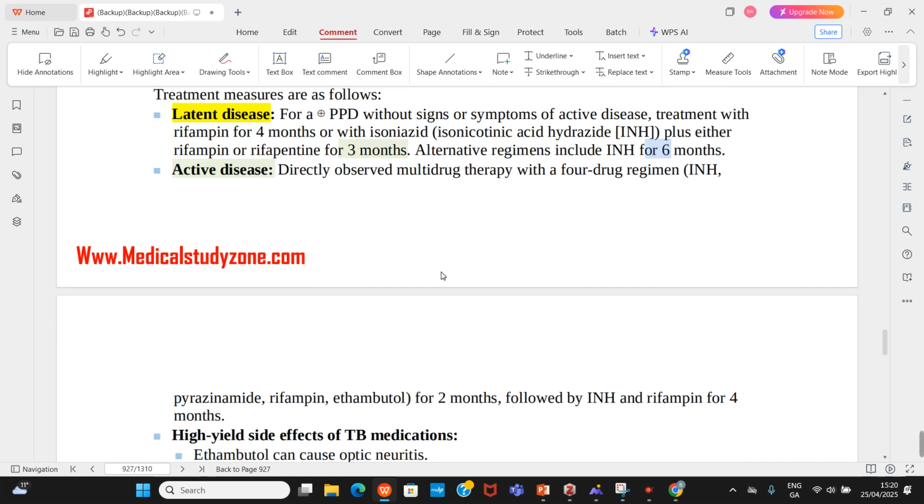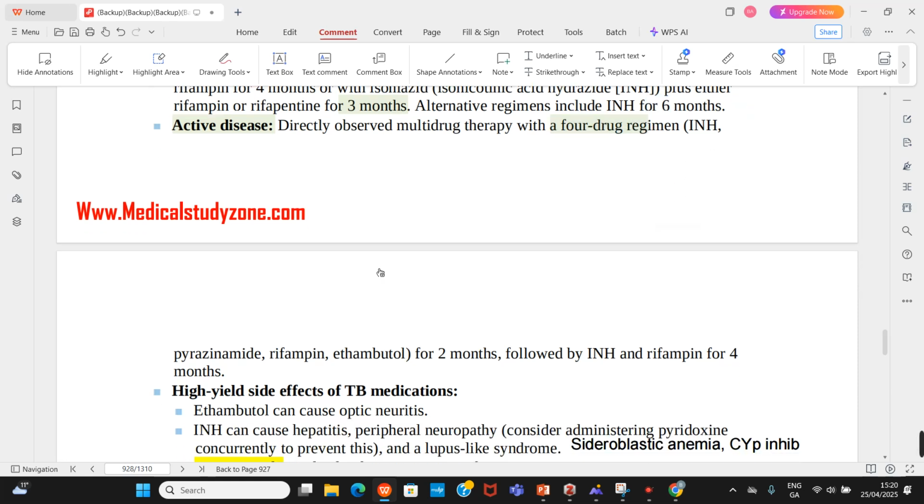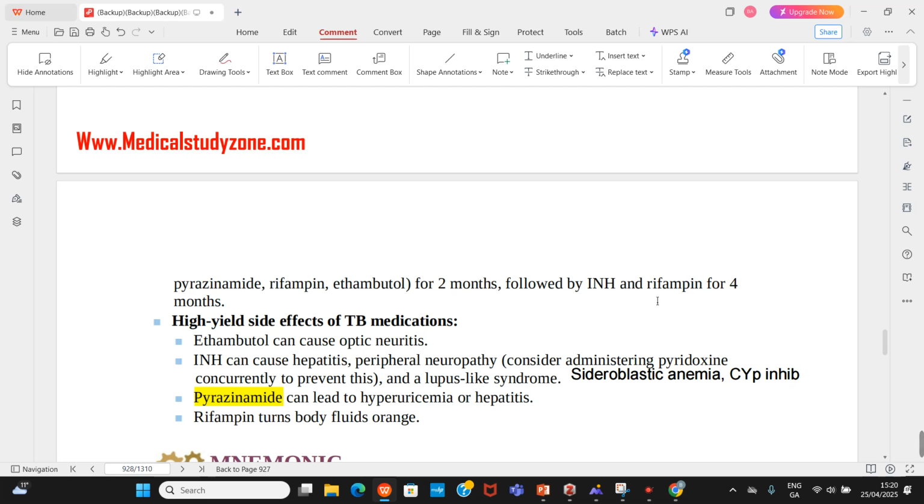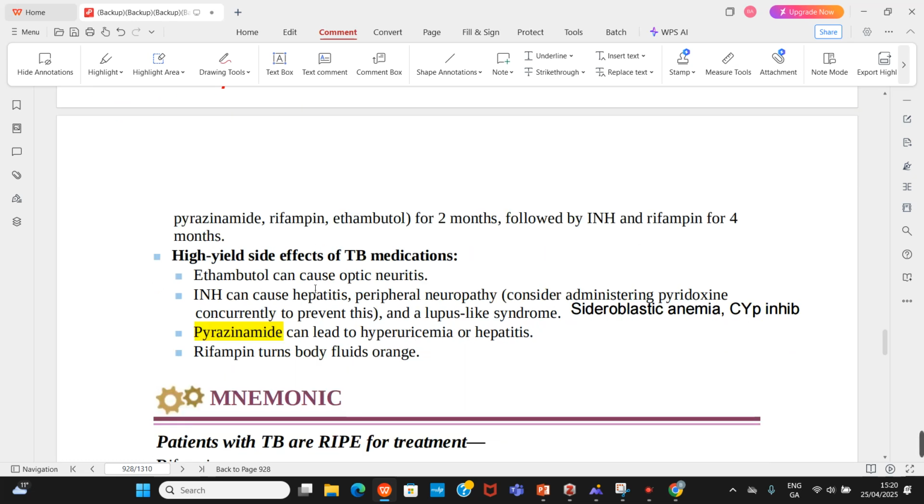That's for latent. But for active, you need to introduce the 4-drug regimen. You give the 4 of them: isoniazid, rifampicin, ethambutol, and pyrazinamide for the first 2 months. Then you continue with isoniazid and rifampin for 4 months under direct observation.